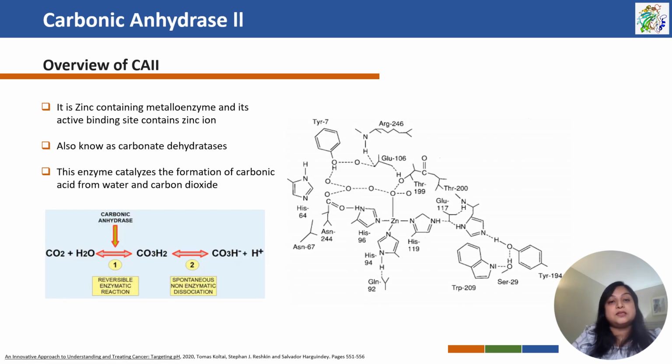So what basically is carbonic anhydrase? It is a zinc-containing metalloenzyme which contains zinc in its binding site. It is also known as carbonate dehydratase. Carbonic anhydrase plays an important role in the formation of carbonic acid from carbon dioxide and water. This carbonic acid dissociates to release a proton, which is very essential to create an acidic environment in our body.